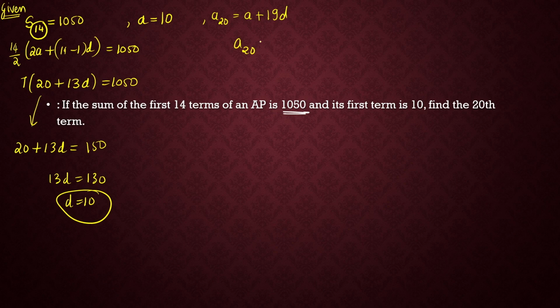So just substitute the value. a20 is equal to a, the value of a is 10, plus 19 into the value of the common difference, which is also 10. So it's 190 plus 10, that is equal to 200. Therefore, the 20th term of the given AP is 200. Always you have to write the conclusion. Do not forget to write it in a sentence.